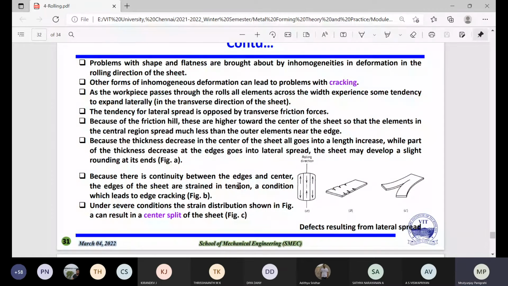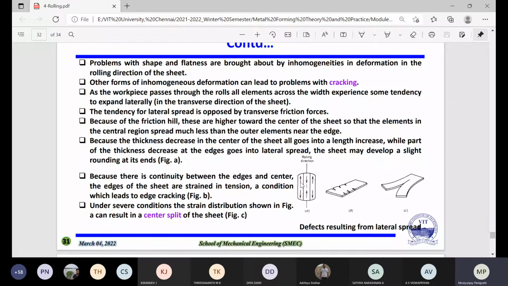Yeah, so the last part we will just talk about the crack, because you asked about the crack also. The problems with shape and flatness are brought about by inhomogeneity in deformation in the rolling direction of the sheet. Whenever you are creating the sheet, you find inhomogeneity in deformation. So when you have the inhomogeneity in deformation, you have to find out the crack in the material. This thing we have already talked about.